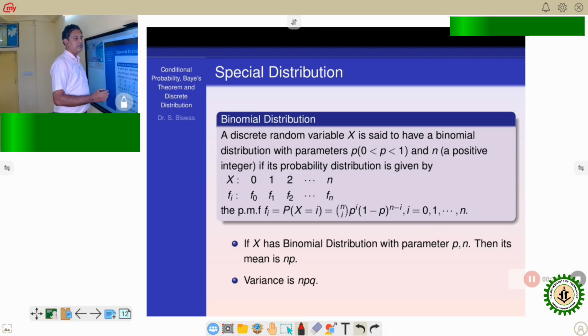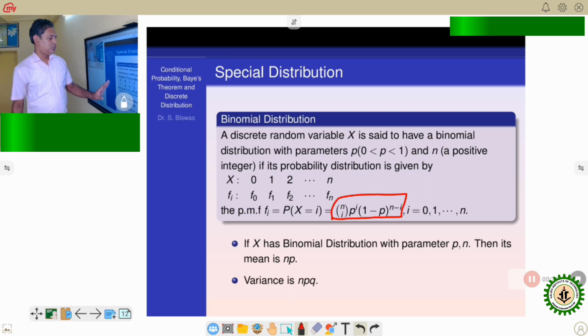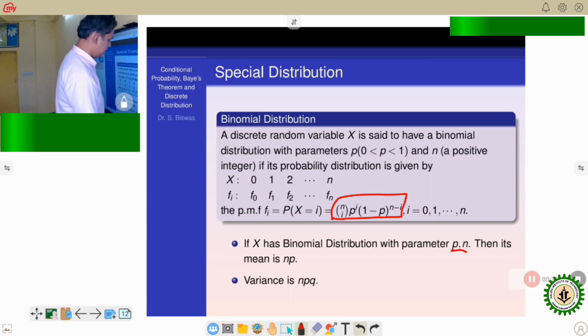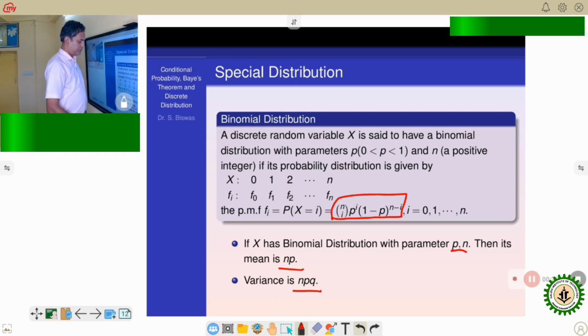A discrete random variable is said to have a binomial distribution with parameters p and n if its probability distribution is given by this mass function. This is the probability mass function of a binomial distribution, which you can say is also the characterization property of the binomial distribution. Now, if X has a binomial distribution with parameters p and n, then its mean is np and variance is npq. This is a standard result in the form of a theorem, so students should remember this.